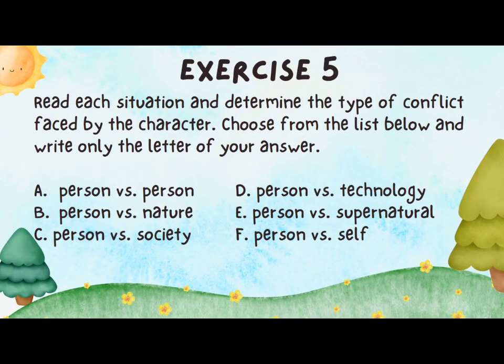Exercise 5. Read the situation and determine the type of conflict faced by the character. Choose from the list below and write only the letter of your answer. A. Person versus person. B. Person versus nature. C. Person versus society. D. Person versus technology. E. Person versus supernatural. Or F. Person versus self.